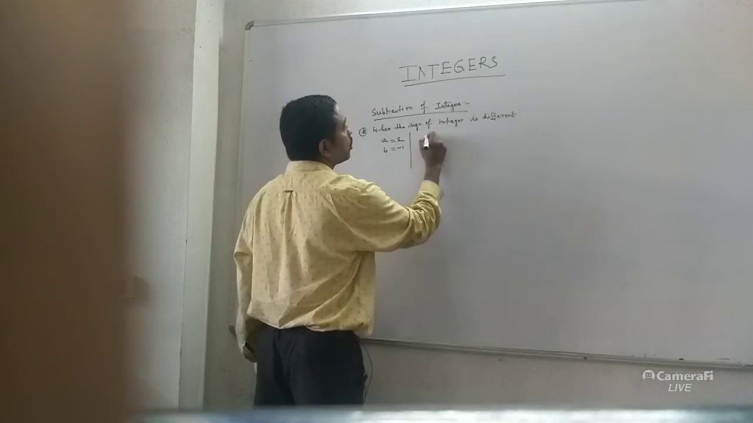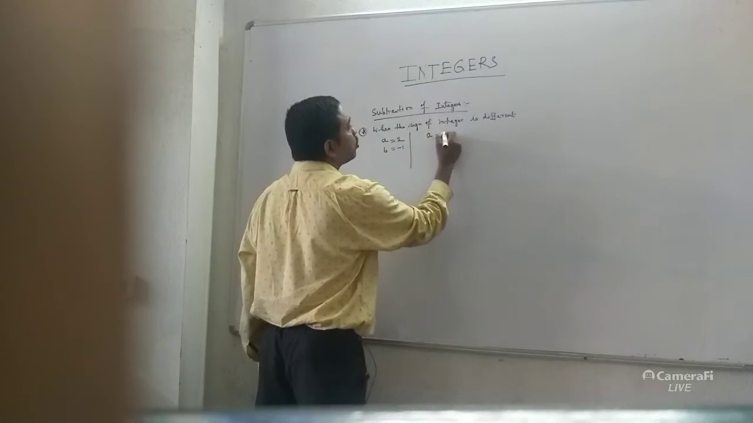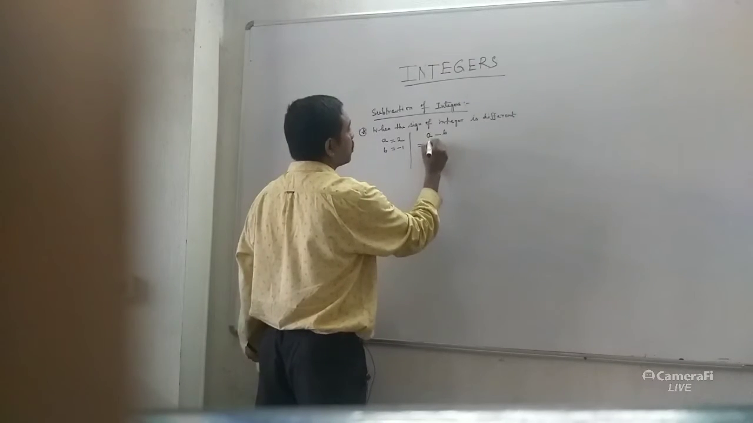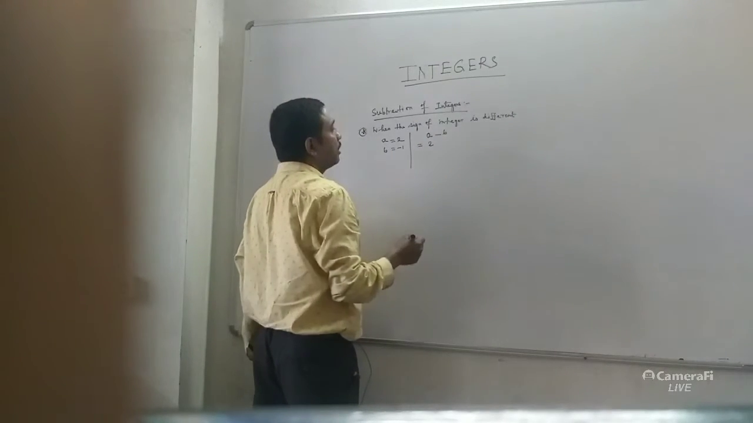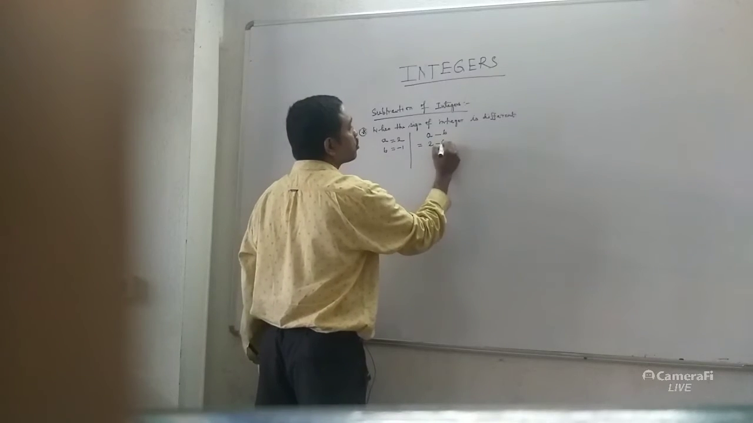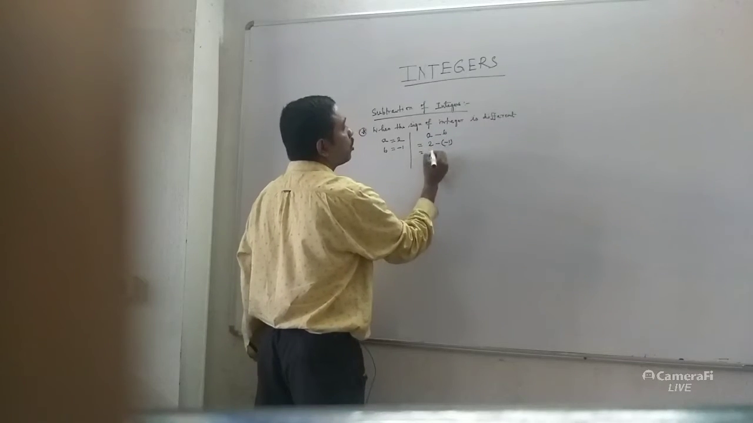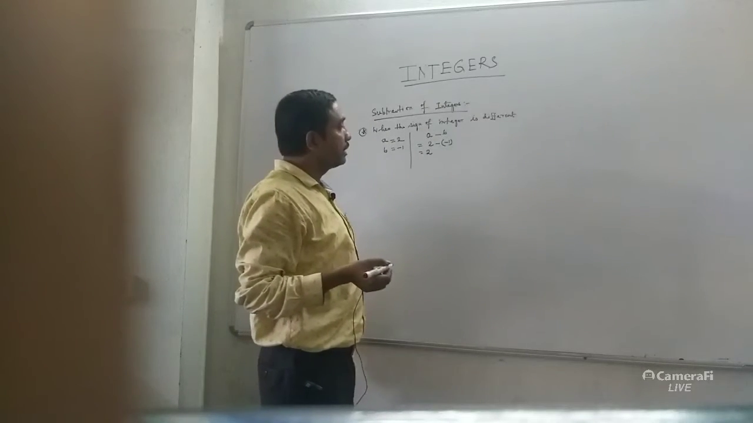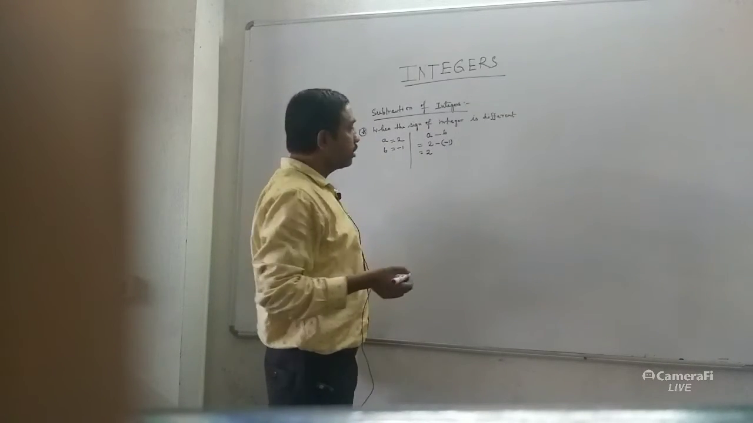How do you solve it? A minus b. If you do a minus b, how does the answer come? Write, substitute the values of a as 2 and b as minus 1. So 2 minus, minus 1. Look here, two signs come. This is what creates the confusion. And how can you remove this?